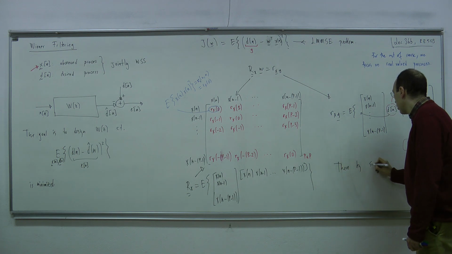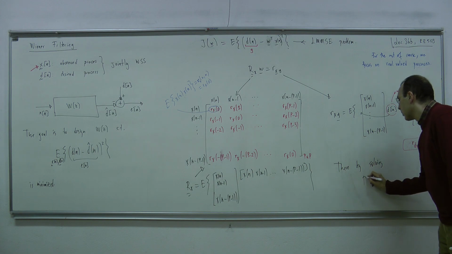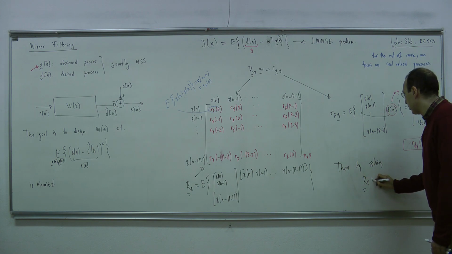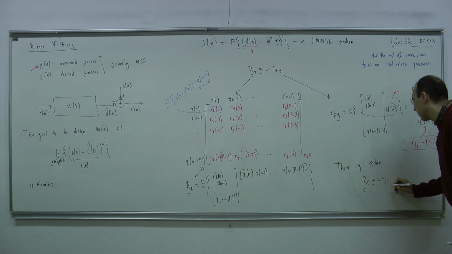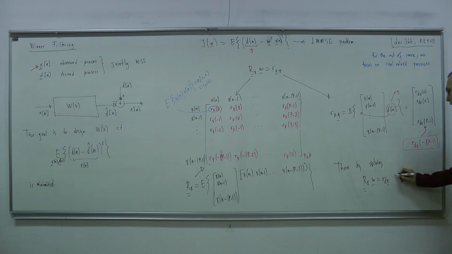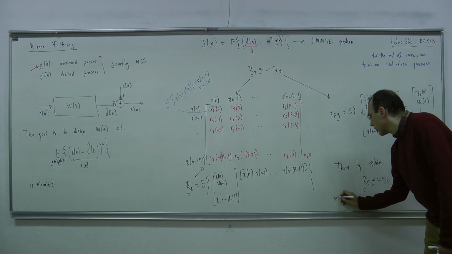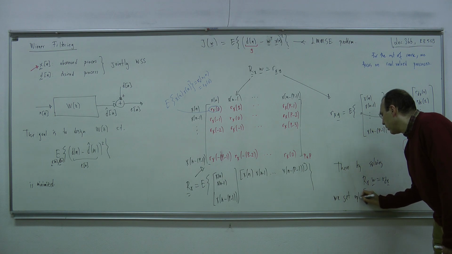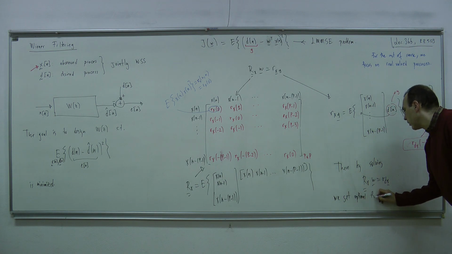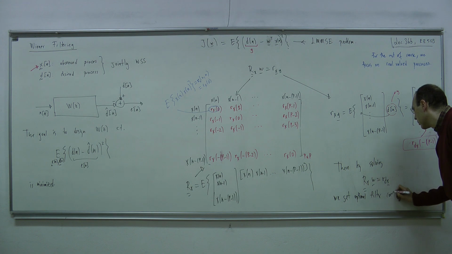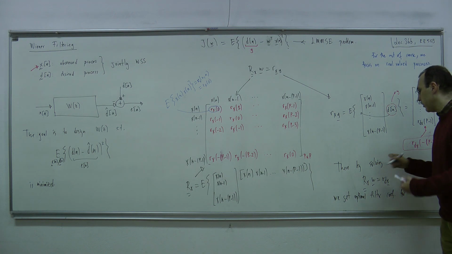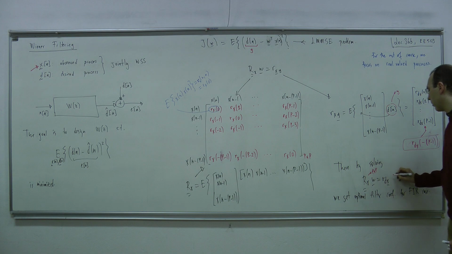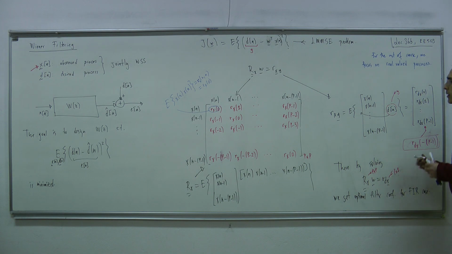By solving Rx W = Rdx, we get the optimal filter coefficients for the FIR case. Obviously, this is a P by P matrix. This is a P by 1 vector, and so on.